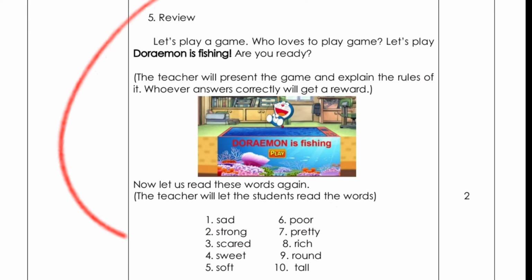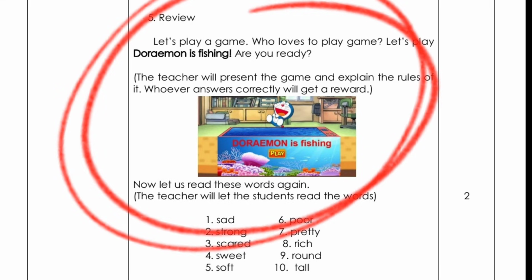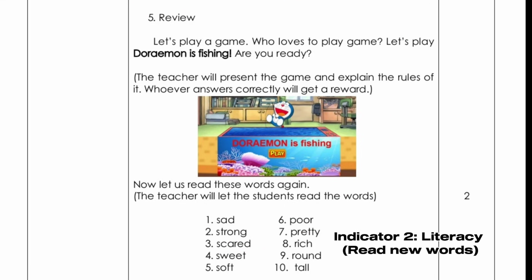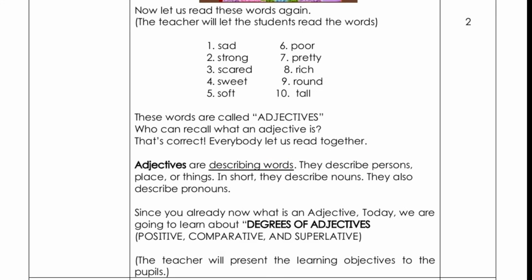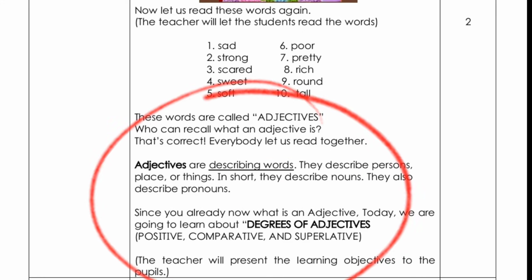They will help the Raymond catch a fish by choosing the correct answer, and after that, we will give them a reward. So my reward for this are biscuits. So they will be motivated to cooperate and answer the questions. And after the review, you need to present your learning objectives. So how did I present my learning objectives?